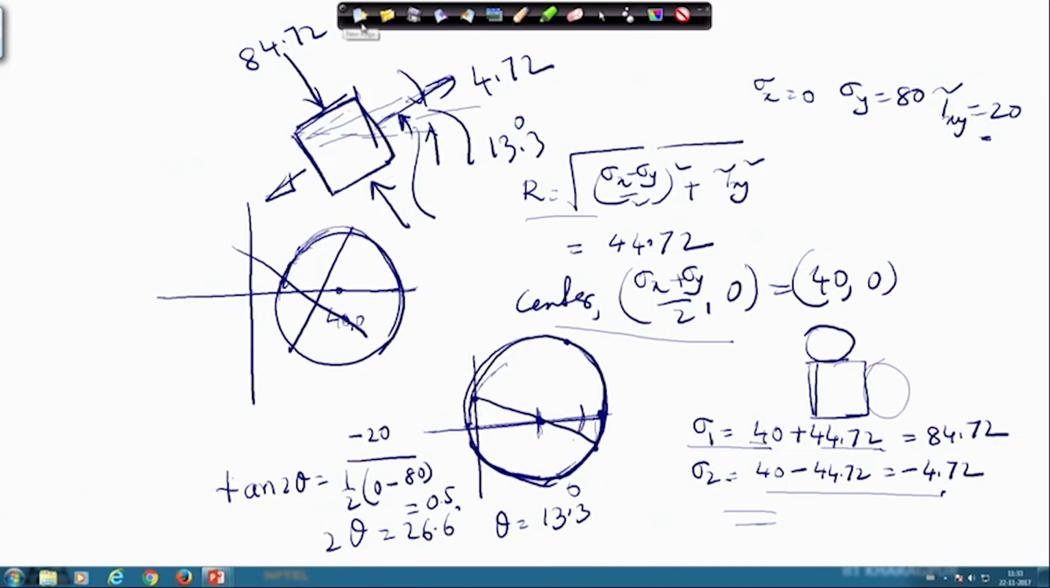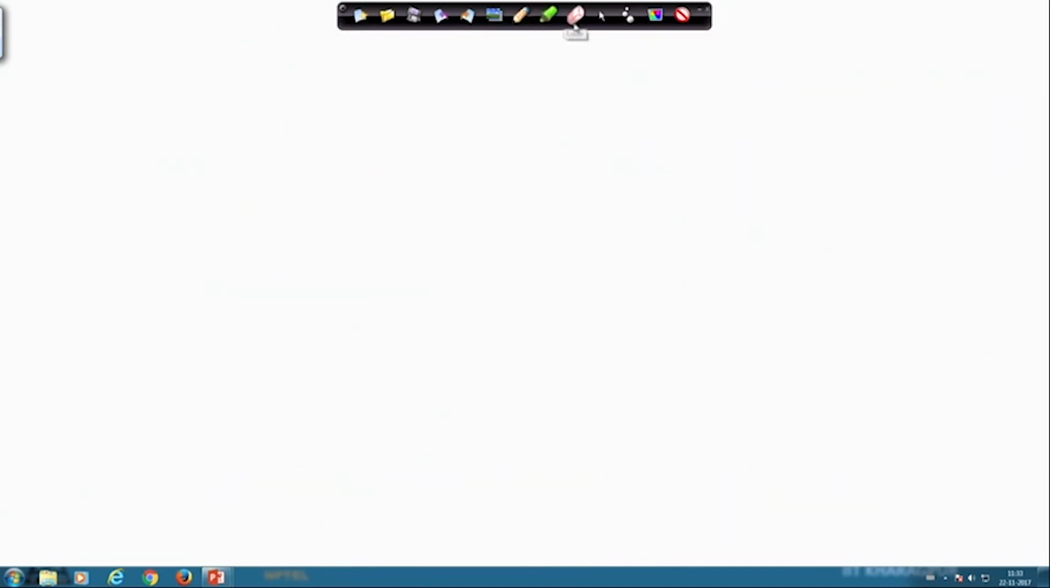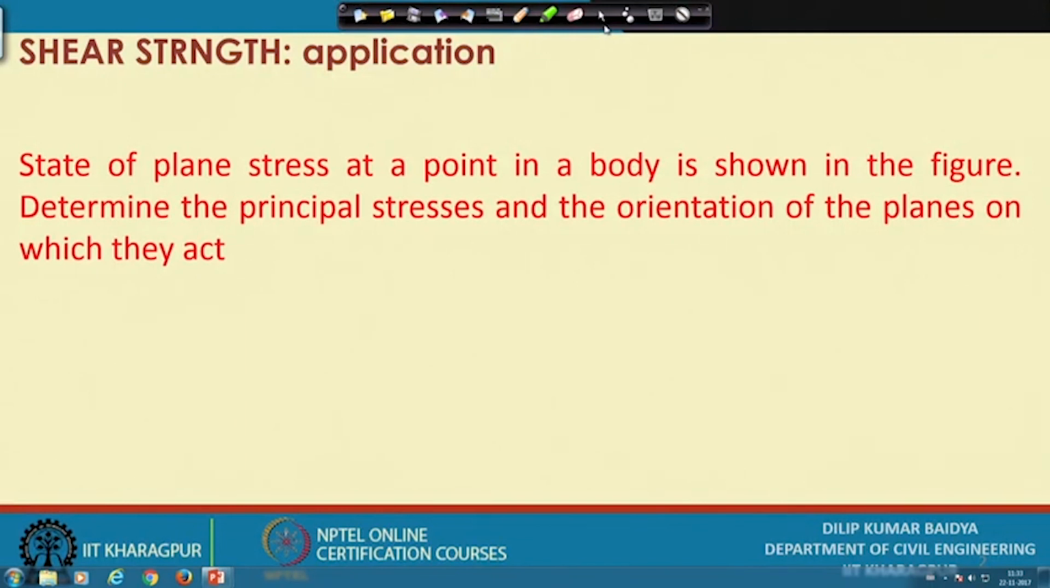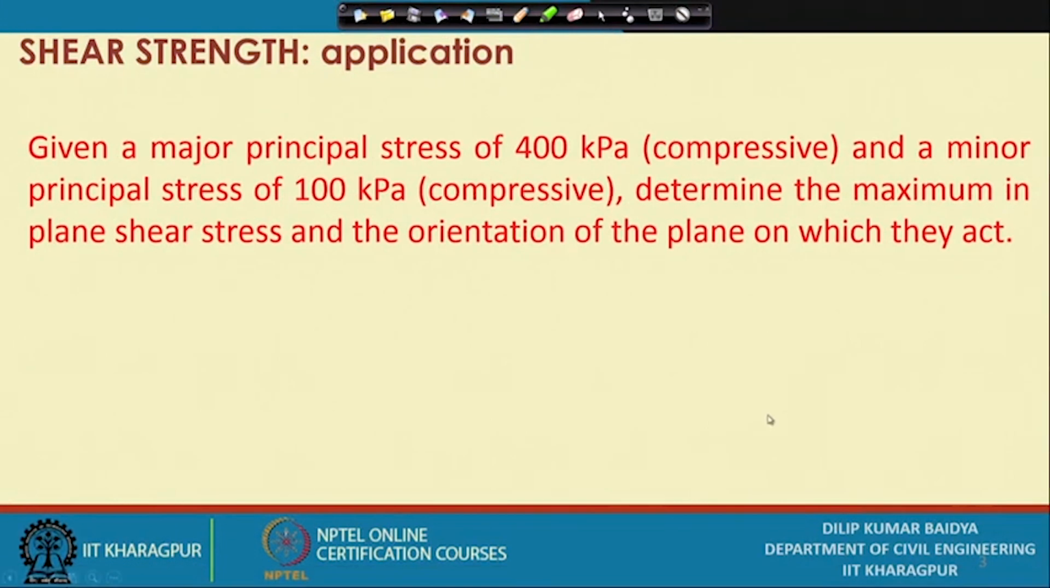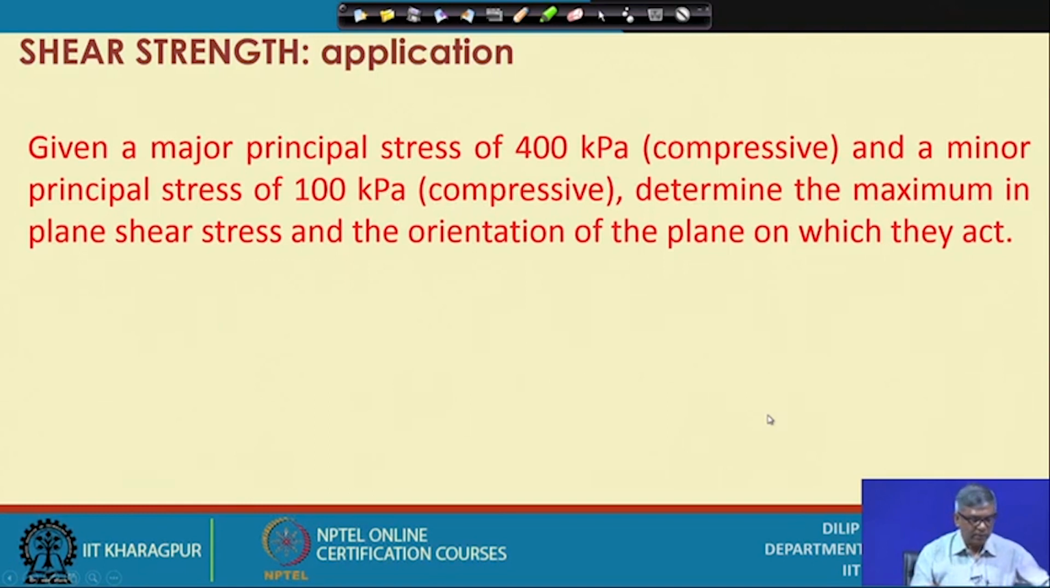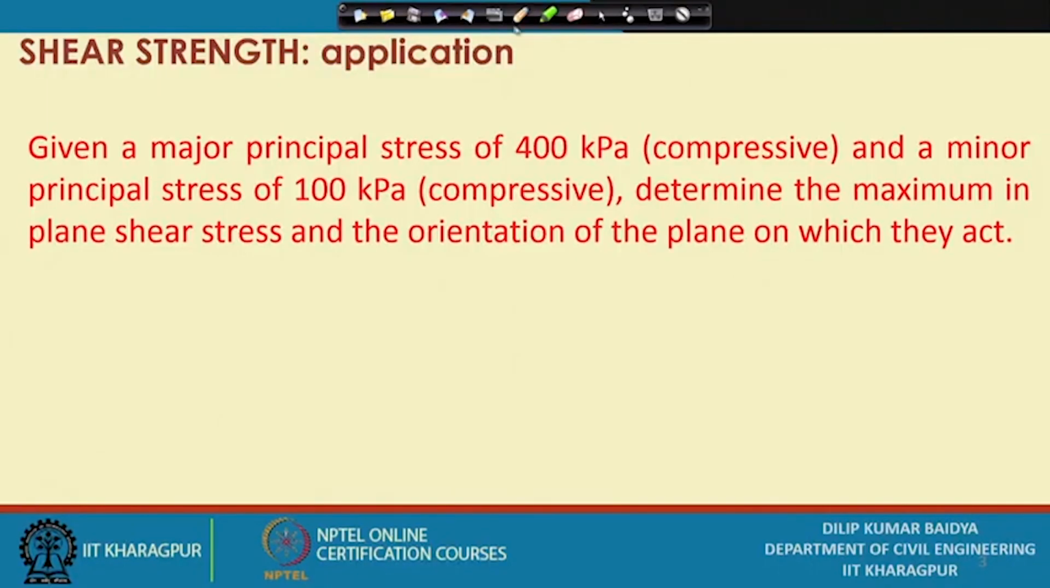Next problem will be another problem: given a major principal stress of 400 kPa, that is compressive, and a minor principal stress of 100 kPa, that is also compressive, determine the maximum in-plane shear stress and the orientation of the plane on which it acts. This problem is the reverse: the principal stresses are given, then we have to find out in which direction the maximum shear stress is occurring. That is to be obtained.